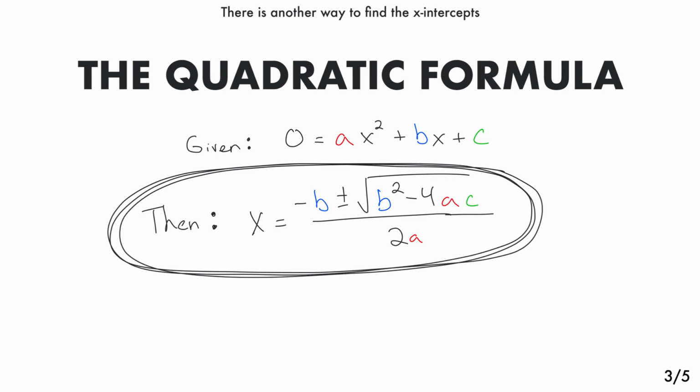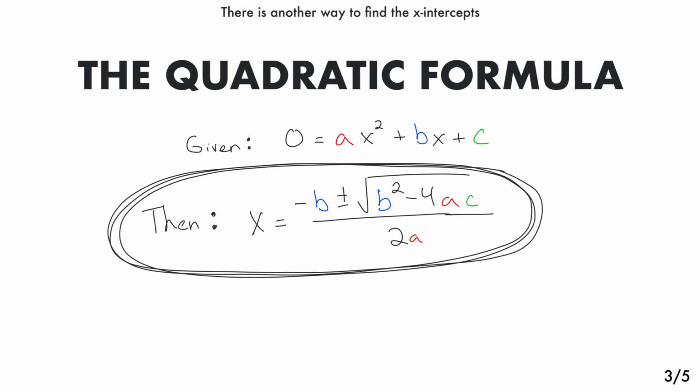Now, if you take a further glance at it, you might notice a part of it looks familiar. The part underneath the square root, the b squared minus 4ac, that was the discriminant that I told you I would show you where it comes from. It comes from the quadratic formula. If you remember back to when we were discussing the discriminant, I said if the discriminant was a negative number, we'd say there's no real solutions. If it was 0, we'd say there's 1 solution. And if it was positive, we'd say there's 2 solutions.